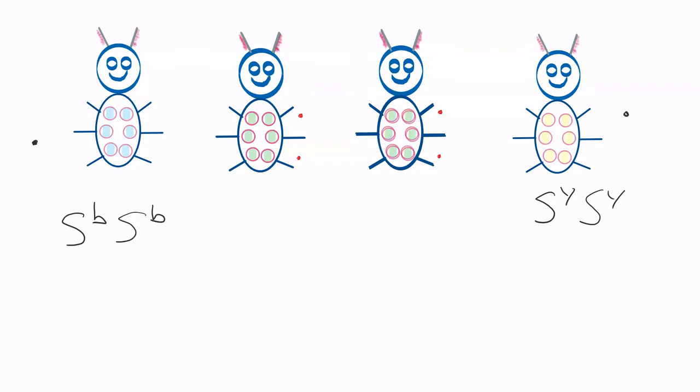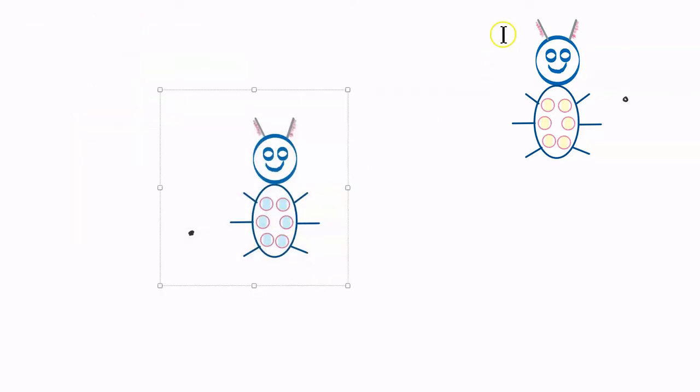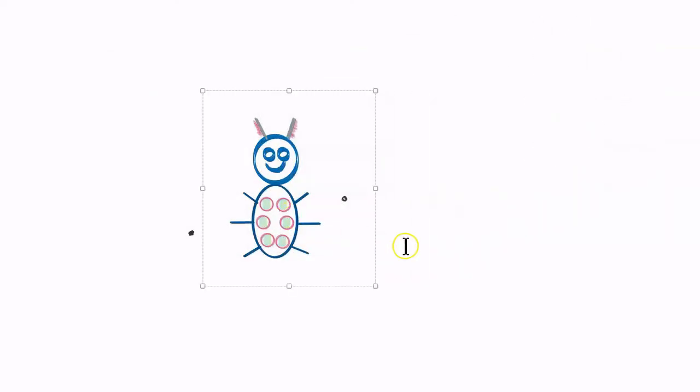Can the hybrid cross of the blue and yellow produce a green? So let's take a look and see. If we cross the blue with the yellow, we get green. So clearly, then, this one must be the heterozygous, and that would be SB, SY.